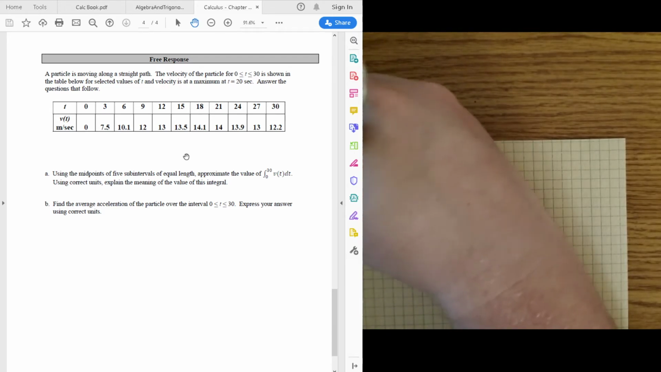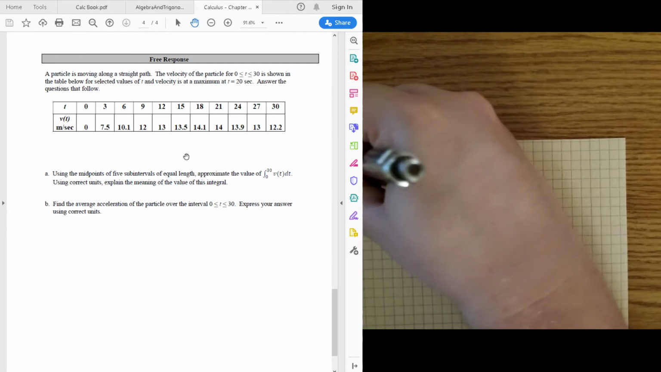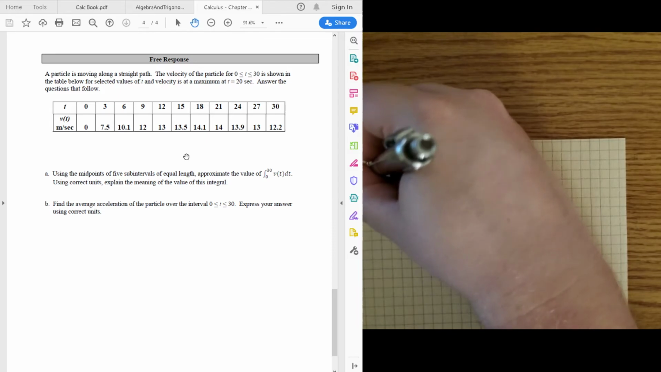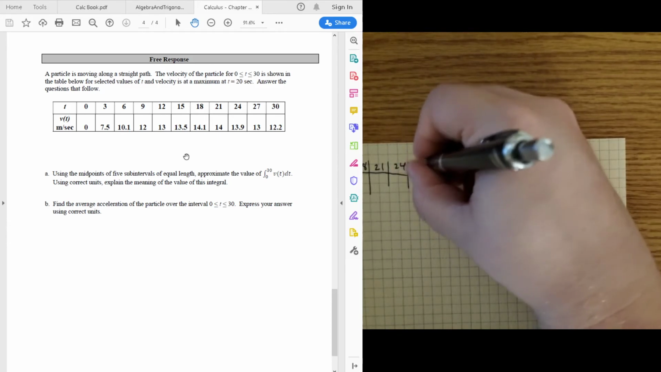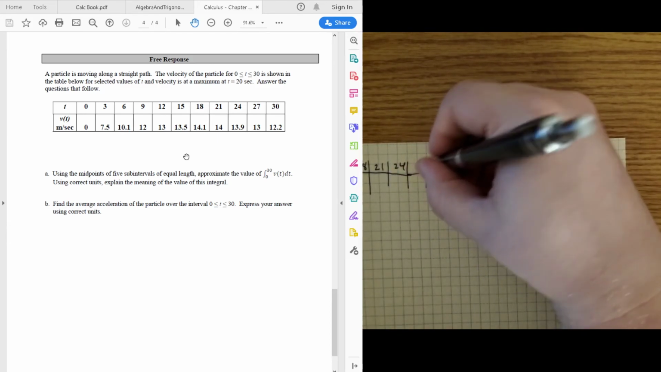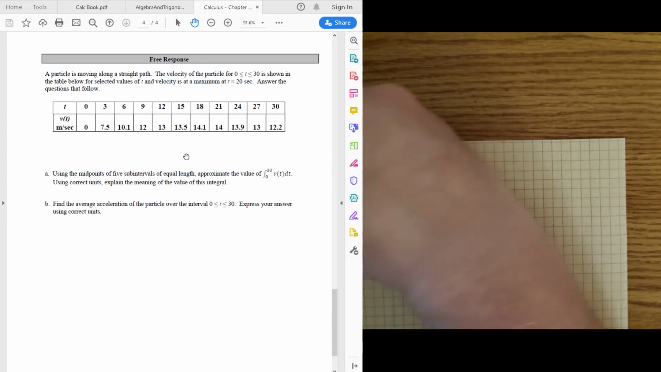We are given this nice little table of t and v of t. We have 0, 3, 6, 9, 12, 15, 18, 21, 24, 27, and 30.